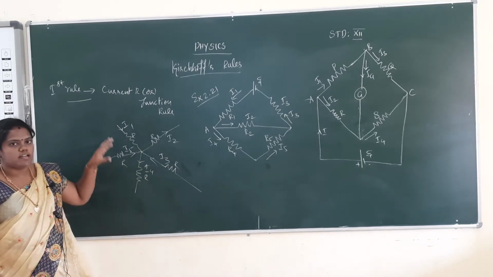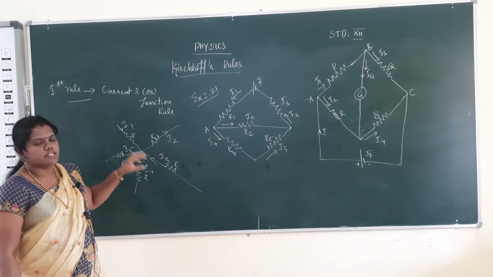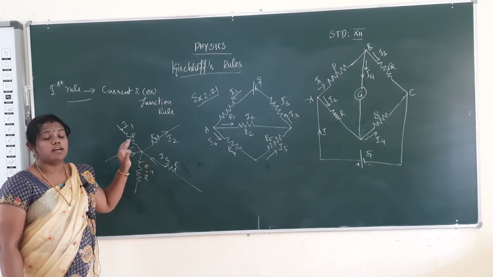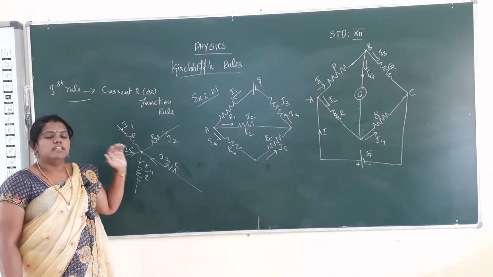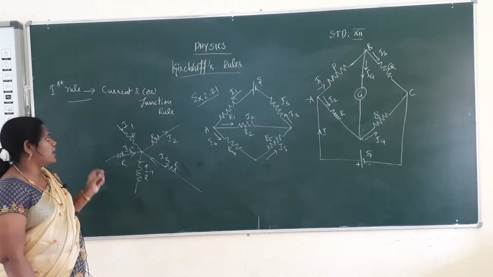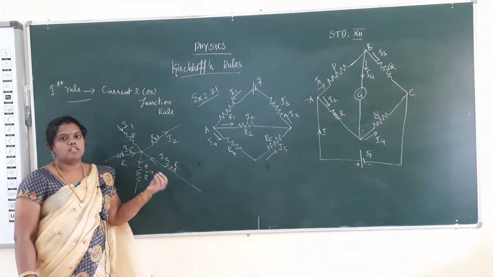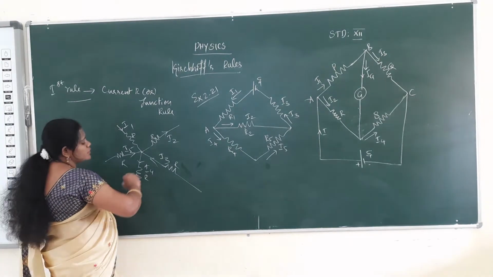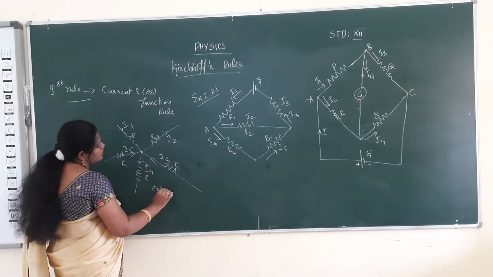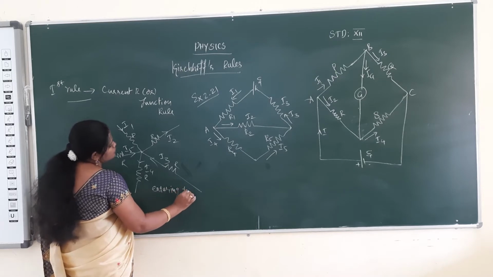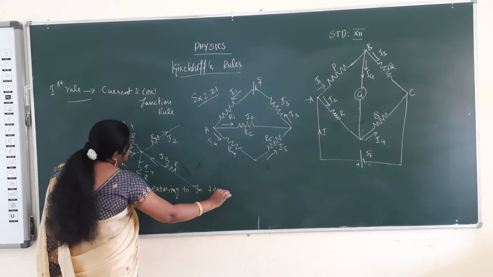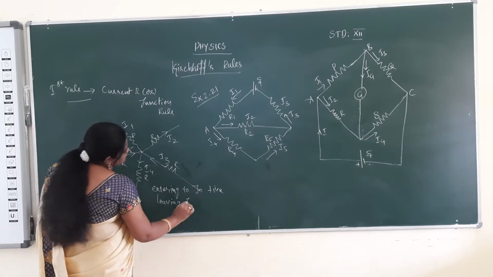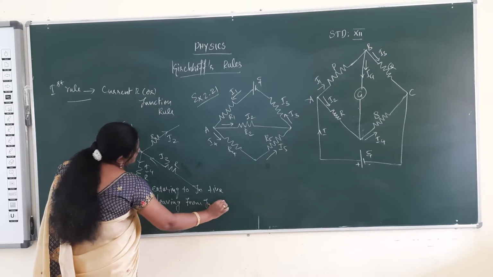So the algebraic sum of the currents meeting at any junction in the circuit is equal to 0. A current moving towards the junction, that is, entering the junction, is taken as positive. But a current leaving from the junction is taken as negative.